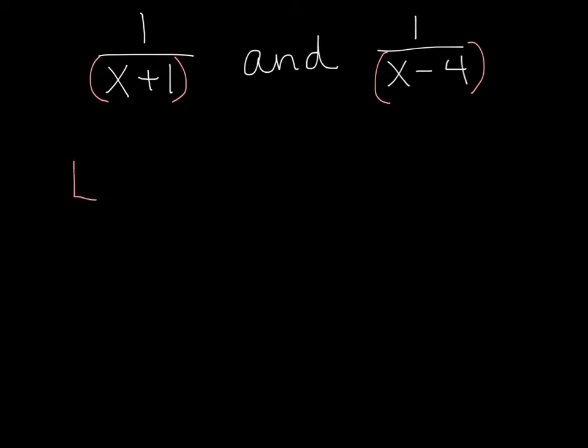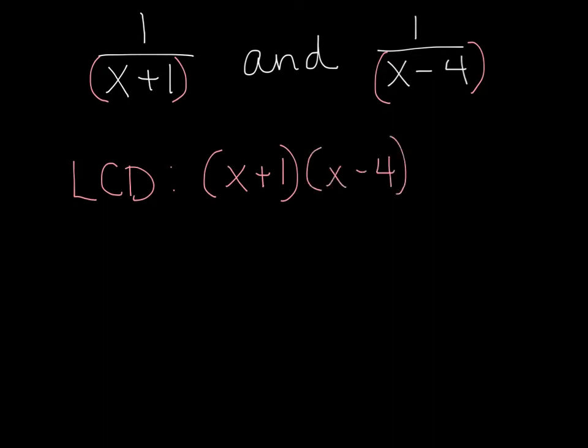So the least common denominator is everything from the first denominator, which is the x plus 1, and then any factor from the other denominator that's missing, which is the x minus 4. And so the least common denominator is x plus 1 times x minus 4, and we can leave it like that. We do not need to multiply it.